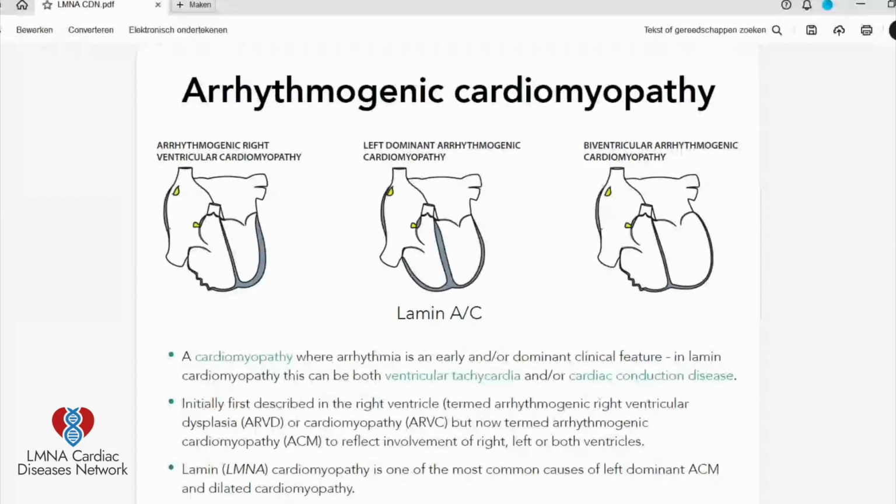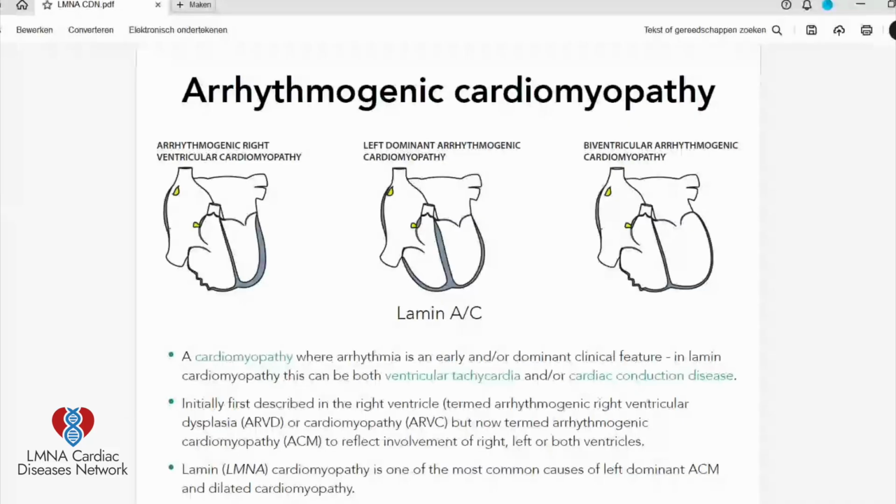So when we're talking about an arrhythmogenic cardiomyopathy, we think of probably the best definition, and there are more than one out there, as a cardiomyopathy where arrhythmia is an early or dominant feature. And I would say that is true for LMNA. And here, we think about different arrhythmias. This can be atrial arrhythmias such as atrial fibrillation, ventricular arrhythmias, and also cardiac conduction disease as well. So we all know that's a very important part of the overarching phenotype of LMNA.